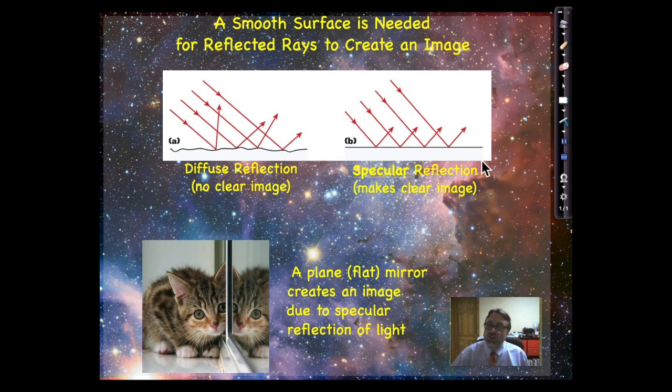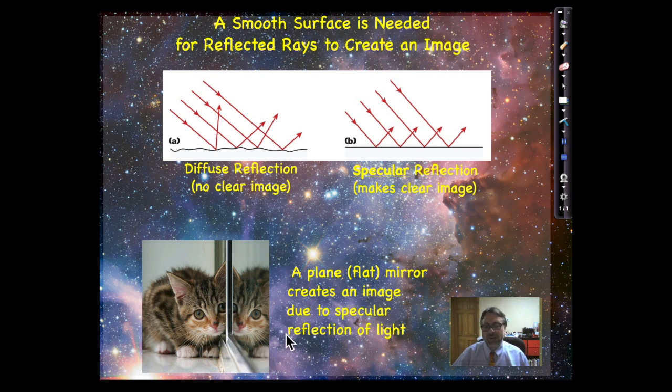I need a smooth surface, so as the light strikes the mirror and bounces out, the rays stay spaced out exactly the same way as they came in. This is known as specular reflection, and it results in a clear image. A plain mirror that you use at your house, where you can clearly see yourself in the mirror, creates an image due to the fact that it's smooth and it produces specular reflection.